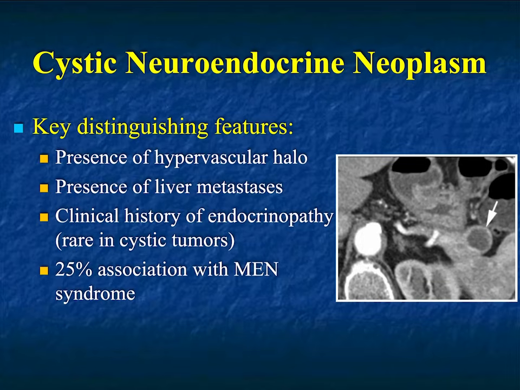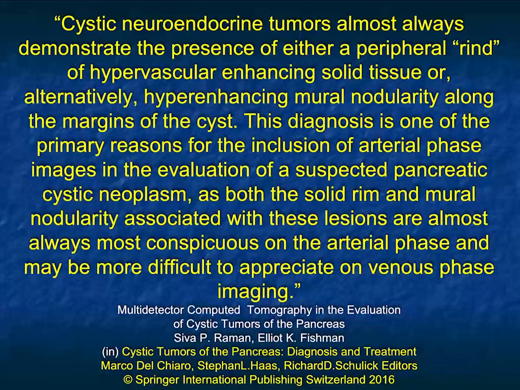When we talk about neuroendocrine tumors in general, we think about a hypervascular lesion, but they can be cystic. You can get a hypervascular halo. You can see Mets with cystic neuroendocrine tumors, but most of them are small and they're incidental. 25% are associated with MEN syndrome. We wrote this article a while back.